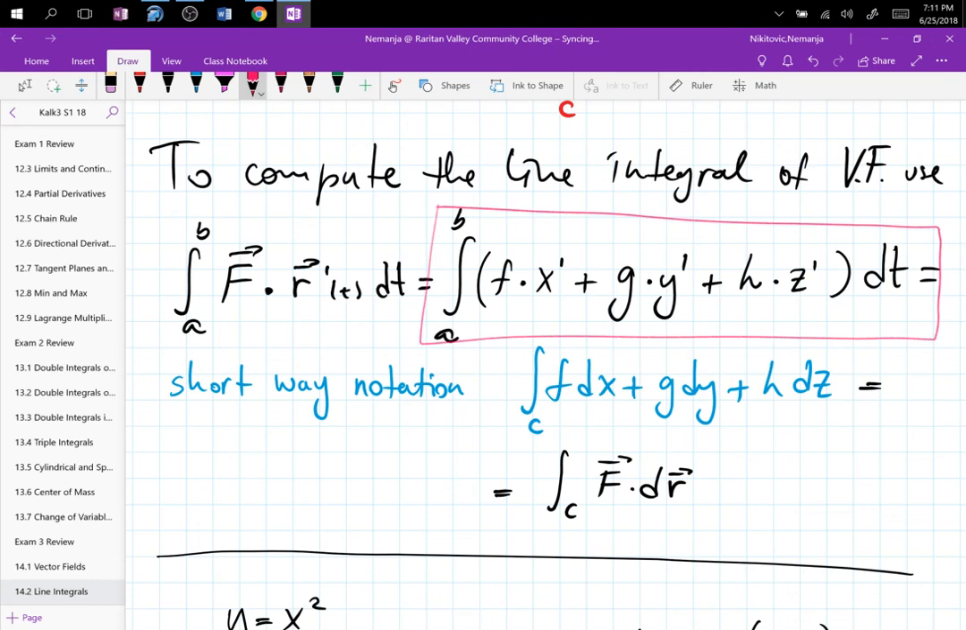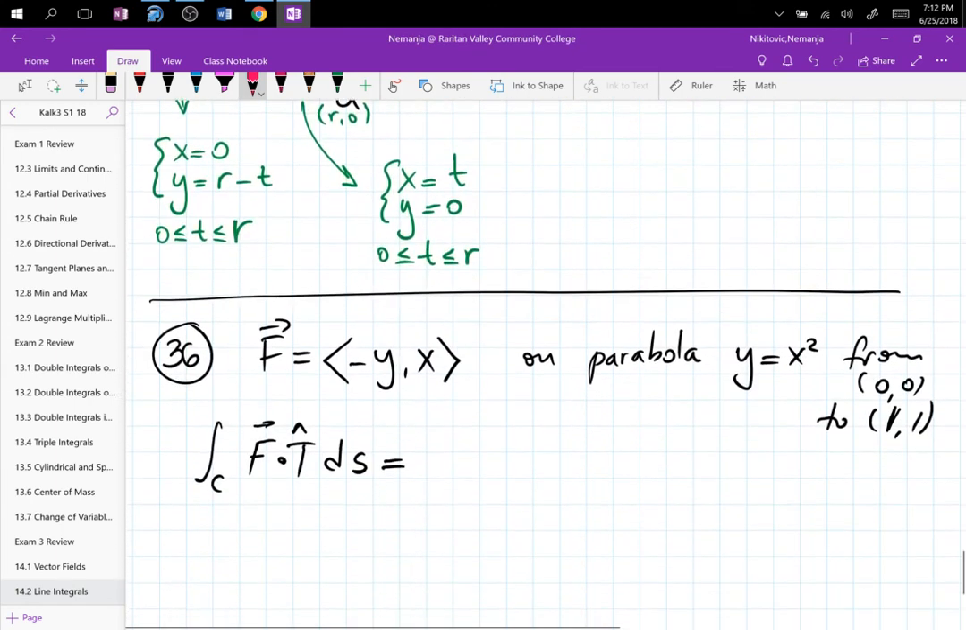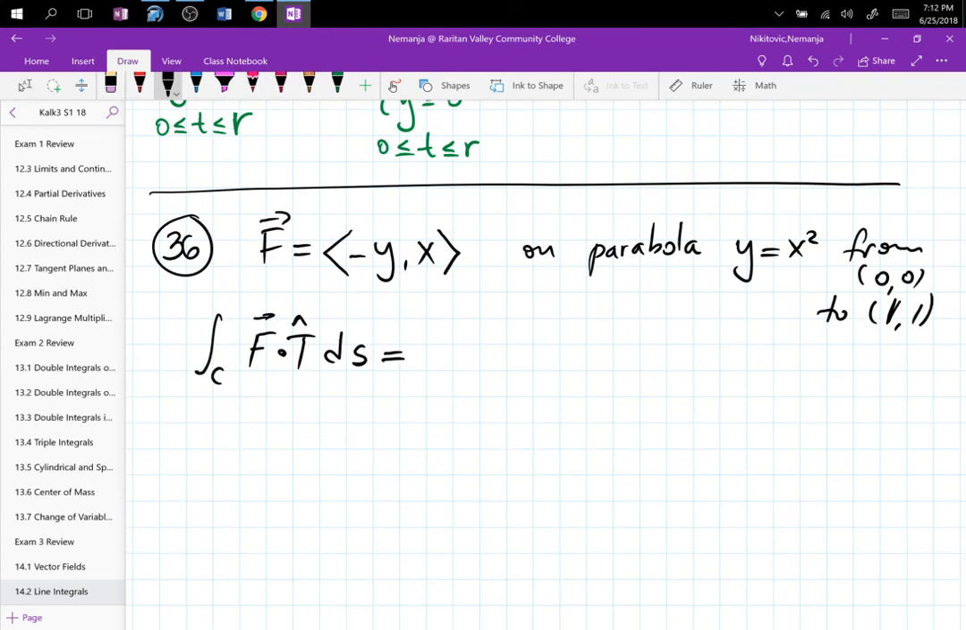And if you are in 2D, like we are now, you will just ignore the z part at the end. So we will be using the integral from a to b of f x prime plus g y prime dt, right? Now you know your f is in terms of x and y and your g's, but we'll get there. So first I need to parametrize this.